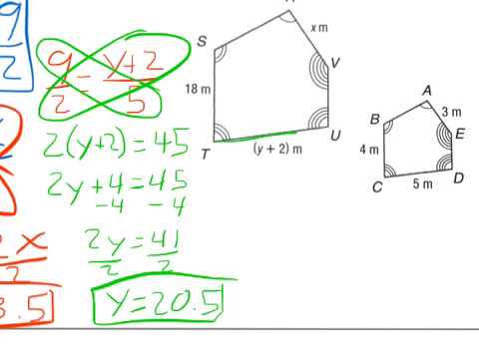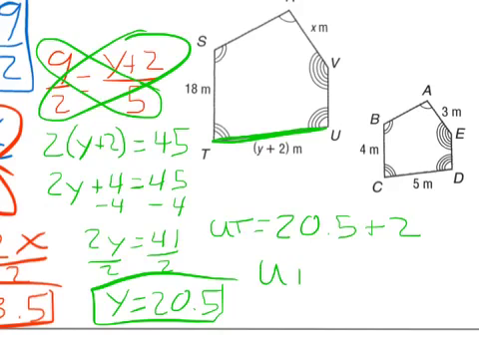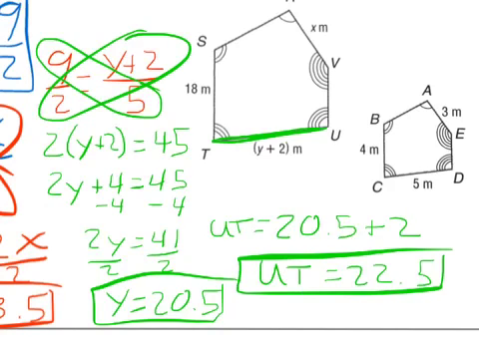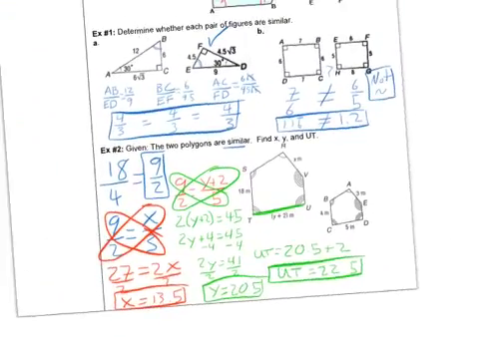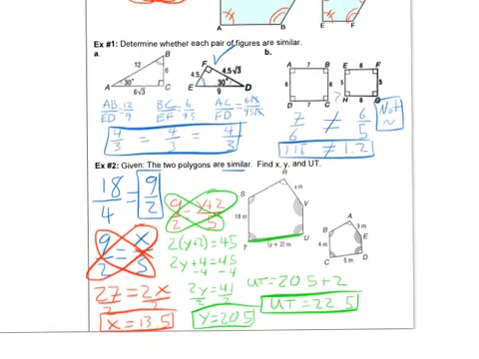And lastly, they wanted to know what this distance UT was. Well, it's equal to y plus 2. So I can just say 20.5 plus 2 is equal to UT. So UT equals 22.5. No problem. Okay. So there's the first thing in notes. Let's go on to the next page.